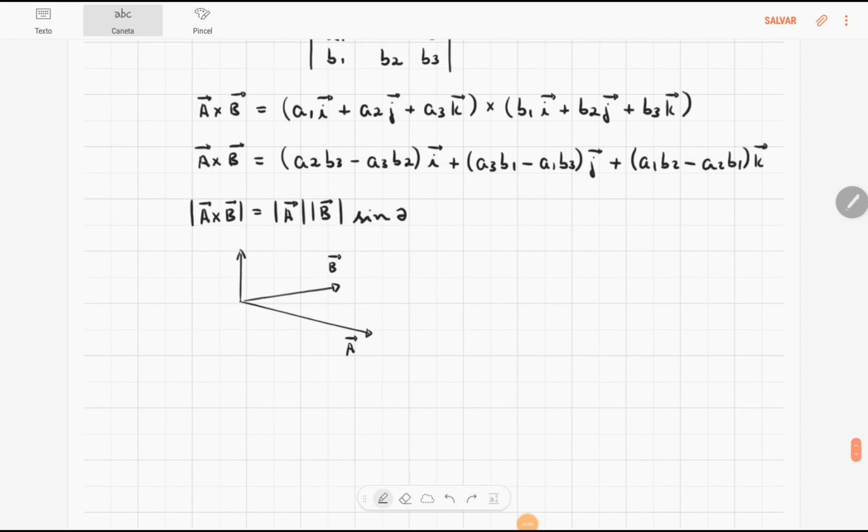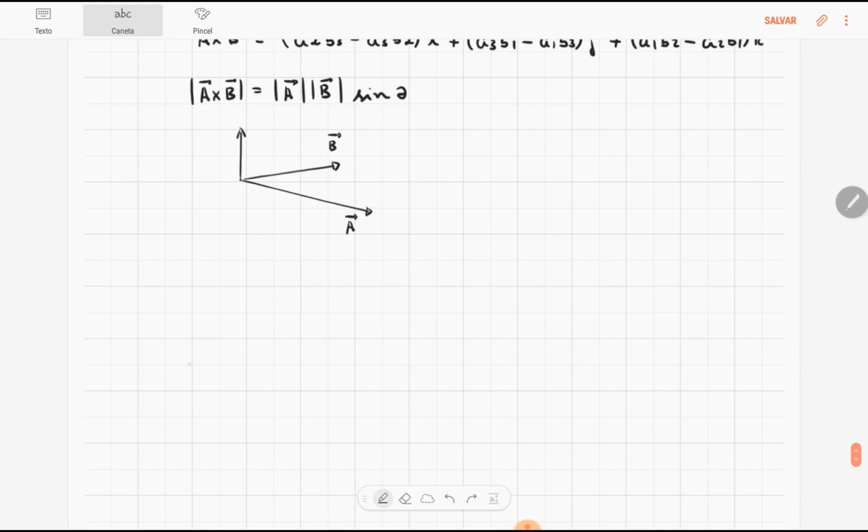Now let's see something interesting. I'm gonna represent vectors A and B here. Vector A and vector B. The angle between them is denoted by theta. And let's consider the parallelogram that is determined by these two vectors. This is the parallelogram that is determined by vectors A and B.